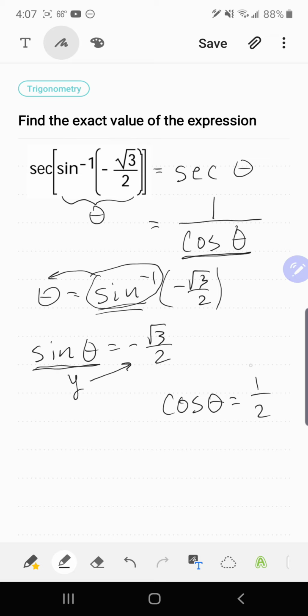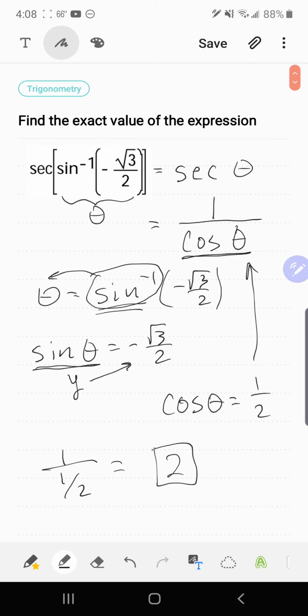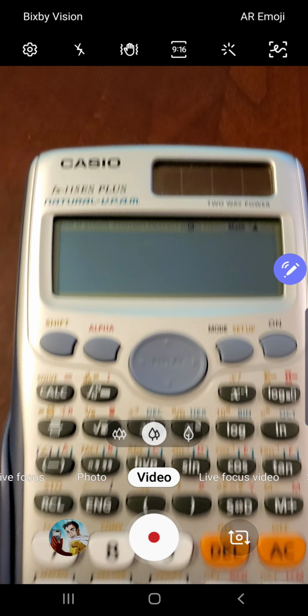And so going back up to this formula, we can see that our answer is going to be 1 over 1/2. And that's going to simplify to just 2. So that's going to be the value of the expression. And now, as a bonus, what we're going to do is go to the calculator and check that result. So let's see here.